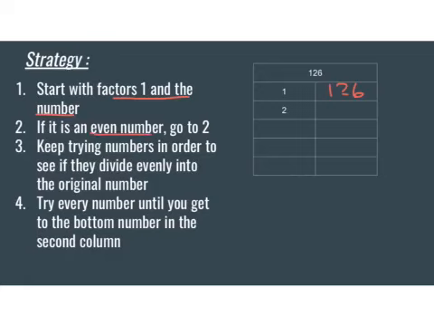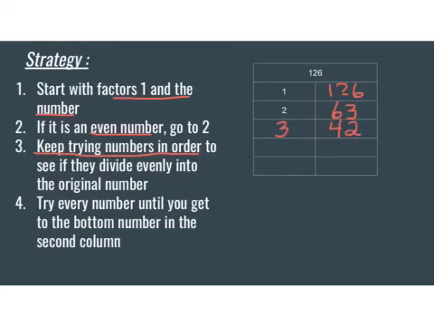This is an even number, so 12 divided by 2 is 6. 6 divided by 2 is 3. Then you're going to keep trying numbers in order to see if they divide evenly into the original number. So we're going to try 3. 12 divided by 3 is 4. 6 divided by 3 is 2.